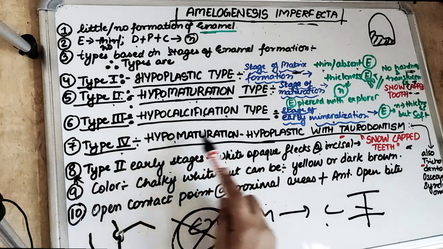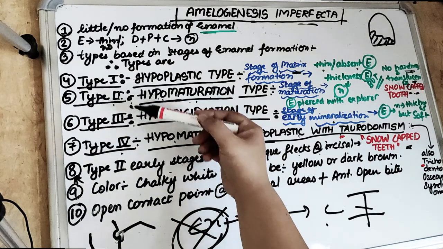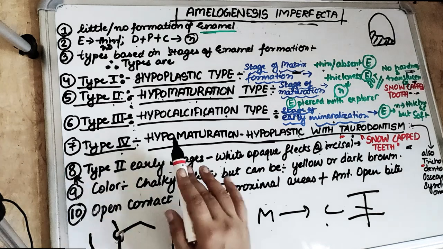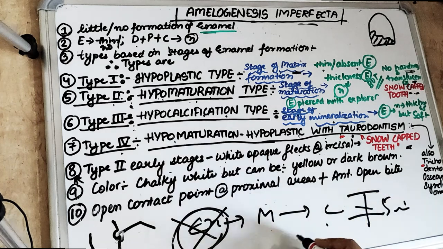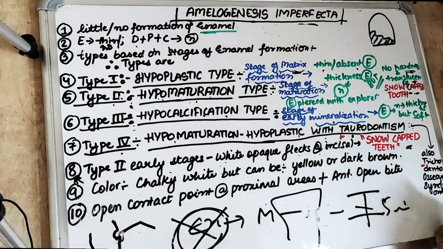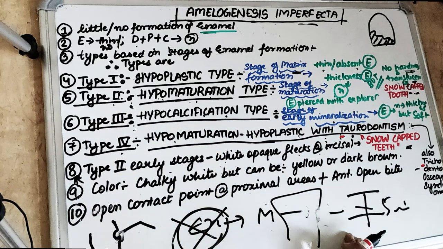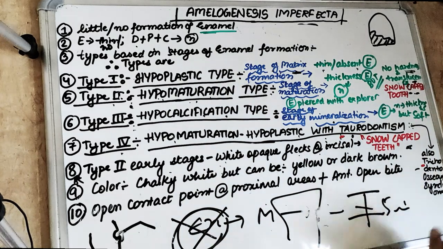Type 4 we have is the hypomaturation, hypoplastic. See, both features will be present. Along with that, it is seen with taurodontism. So type 4 is hypomaturation, hypoplastic with taurodontism. Taurodontism we have already covered in our 5 in 5 series. So it is bull-shaped teeth, right? So also T for taurodontism and T for trichodento-osseous syndrome. Hypomaturation, hypoplastic type of enamel is also seen in trichodento-osseous syndrome.